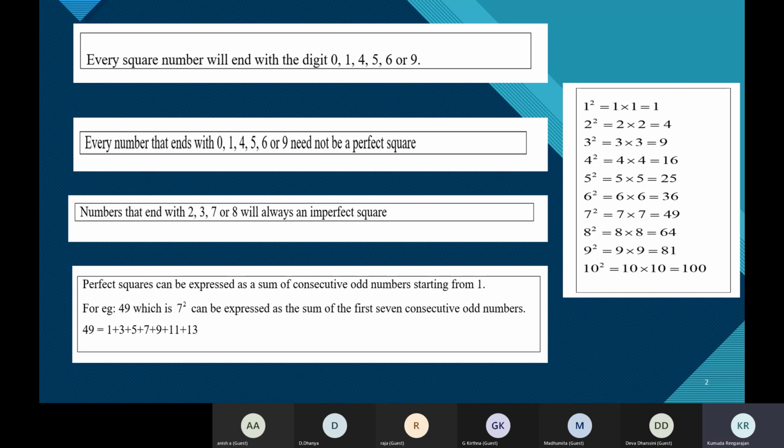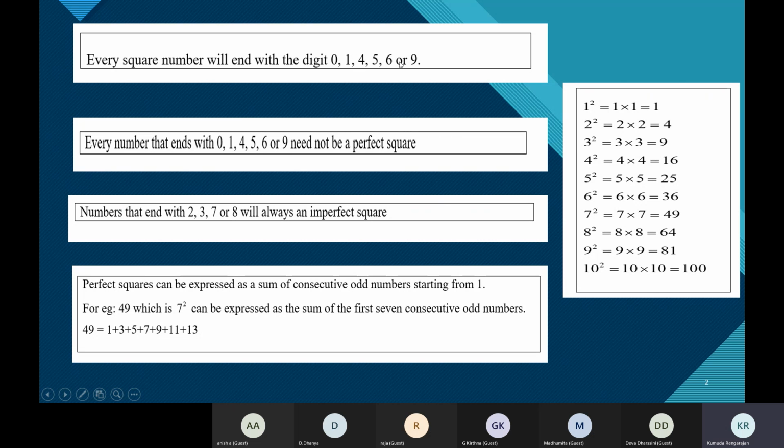Now, supposing you have a question, can 808 be a perfect square? Or say some vague number, 8,97,138. Can it be a perfect square? You don't have to check at all. It ends with 8. The ones digit is 8. So because it ends with 8, it cannot be a perfect square, because perfect squares will end with only these digits. Say there's a big number, it ends with 2 or 3 or 7 or 8. Straight away, it will always be an imperfect square.